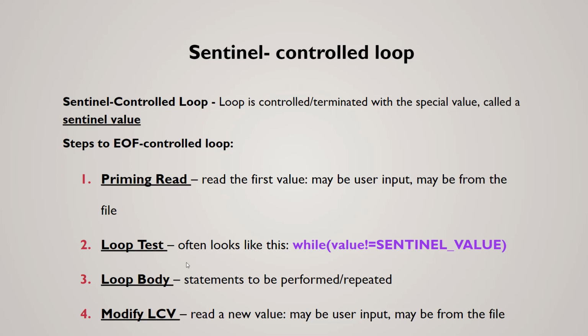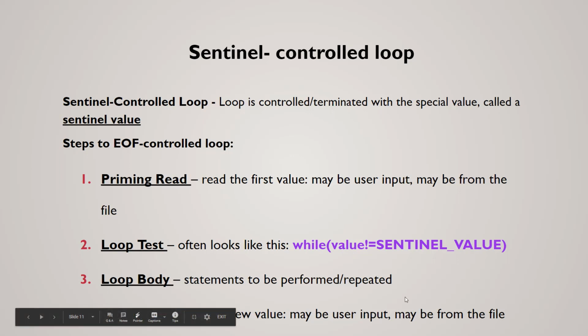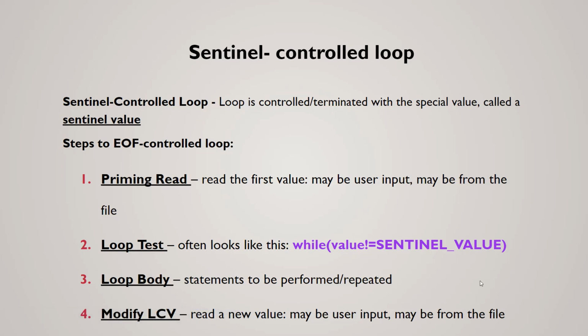Next, we do a loop test. Often it looks like this, while the value does not equal some sentinel value. And then our loop body, this is the statements to be performed and repeated. We've seen this already. This is where the actual work happens. Modifying the LCV, this is reading the new value. Can be input from the user or input from the file, just like our priming read. And just like our end of file loop, they should look exactly the same. I'm going to say 99% of the time, it's the exact same code.